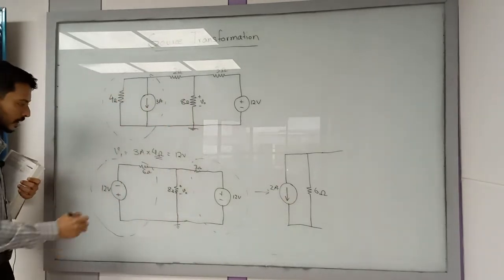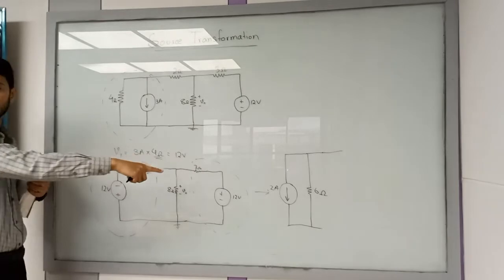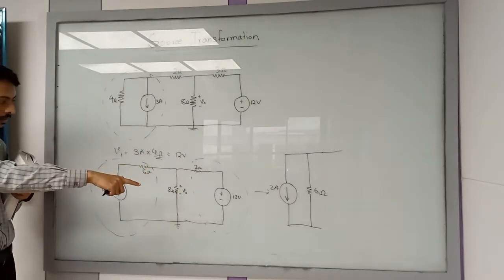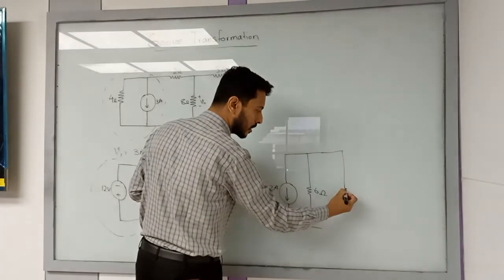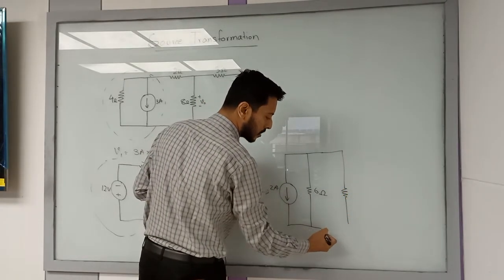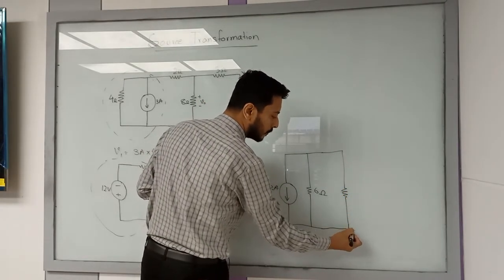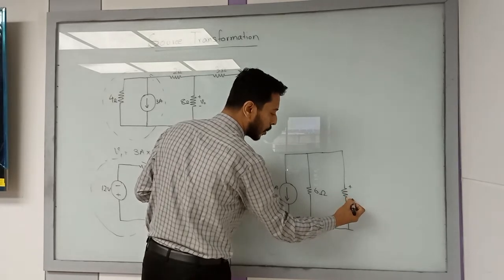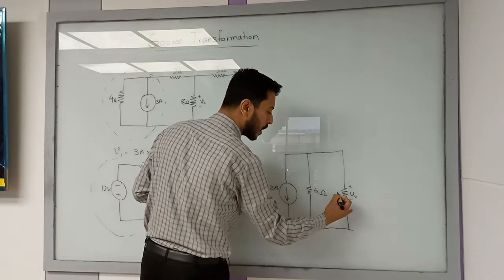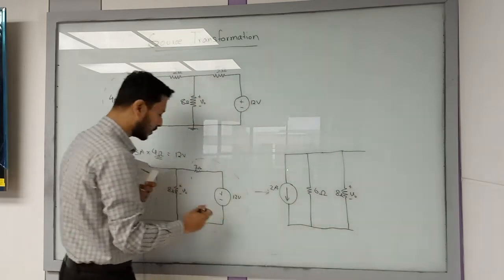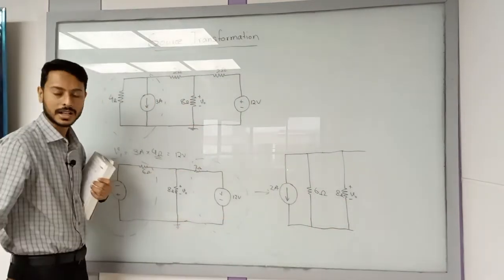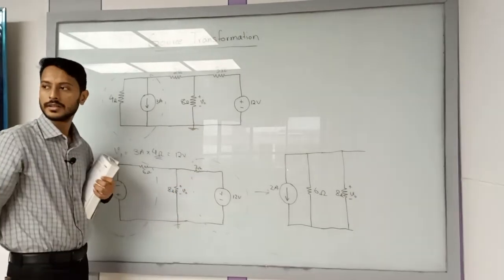Okay, so this part I can replace by that easily. Then we have an 8 ohm resistor in parallel, as it is. We are not changing this part because we need to find the V out voltage at this point, right? Which is why we are leaving this part as it is. And we will replace this part by a current source and a resistor.